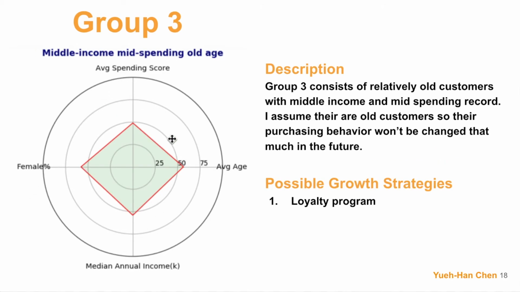Now let's look at group 3. This group consists of relatively old customers with middle income and mid spending record. And the possible growth strategy for this group is loyalty program. Given the limited amount of information, I assume they are long-time customers already. So their purchasing behaviors won't change that much in the future. So keeping them loyal is also the main strategy for this group.